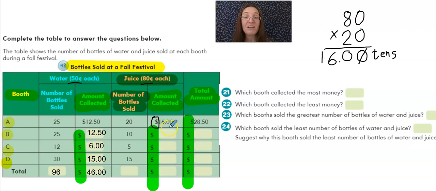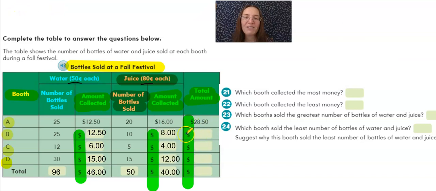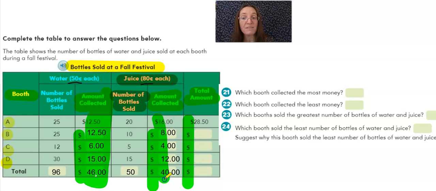Using that information, go ahead and work to find your answers for how much they collected at each booth, the total number of juice bottles sold, and the total amount they collected for juice at the Fall Festival. Now we need to find the totals in this last column. Once again, they're talking about money. So I think we're going to need to add in each row what there is for both of these money columns. So you can see they did $12.50 plus 16 to get to $28.50.